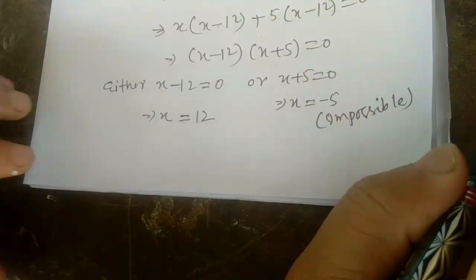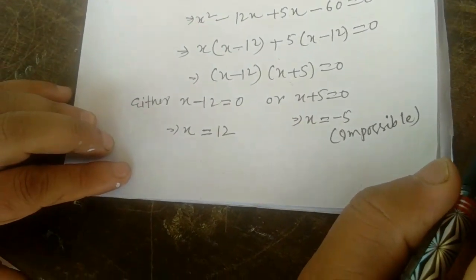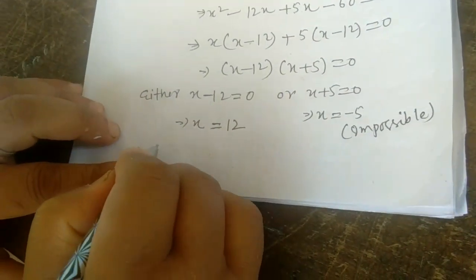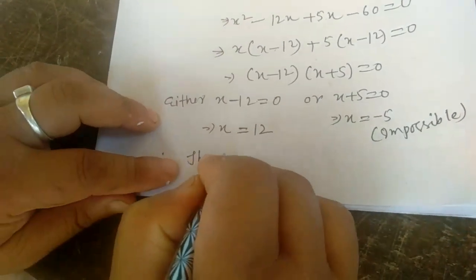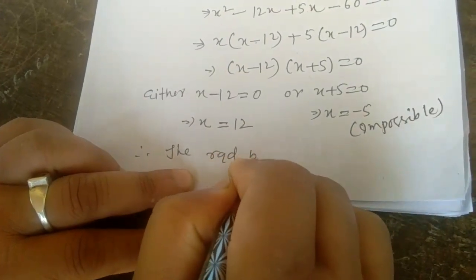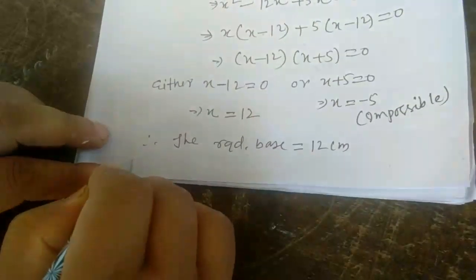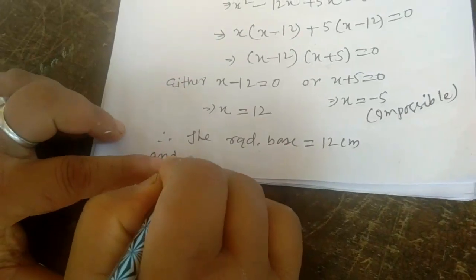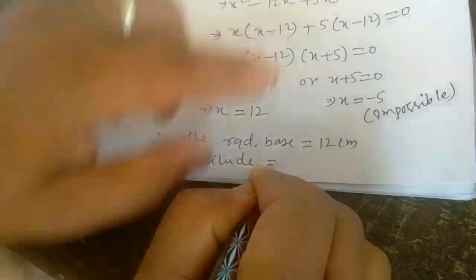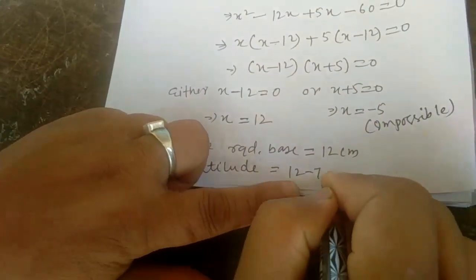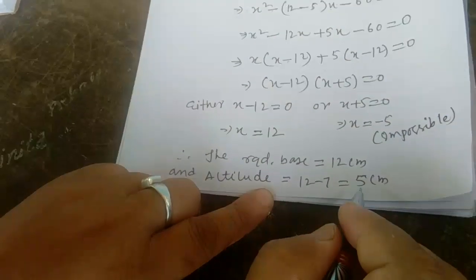After that we find the altitude and base. Other two sides mean altitude and base. Therefore the required base equal to, we have taken base as x, so the value of x is 12 centimeter, and altitude we have taken x minus 7. X value 12 minus 7 equal to 5 centimeter. So this is the last question. Okay, rest we will do tomorrow.